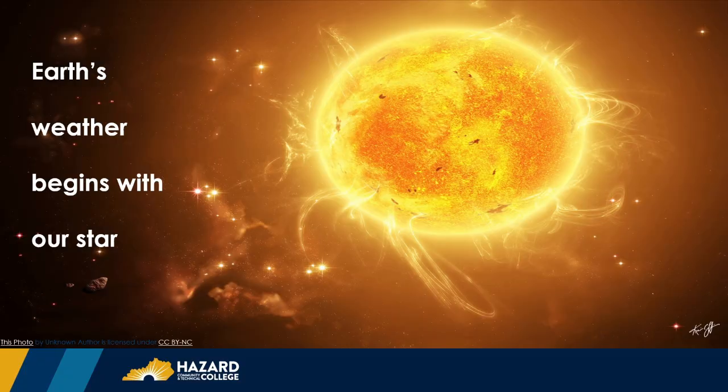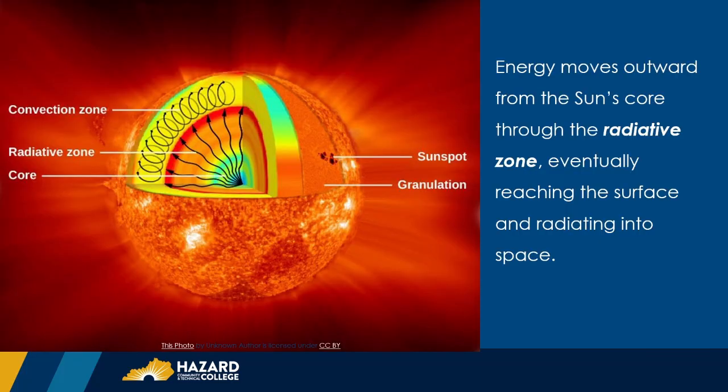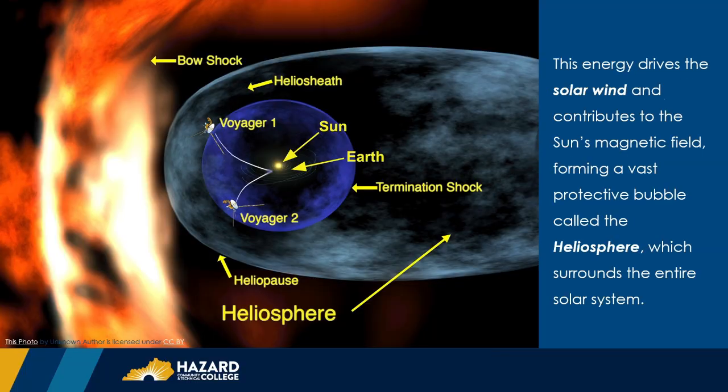So all of the weather on Earth begins with the sun. Energy moves outward from the sun's core through the radiative zone, eventually reaching the surface and radiating into space. The energy drives the solar wind and contributes to the sun's magnetic field, forming a vast protective bubble called the heliosphere, which surrounds the entire solar system.